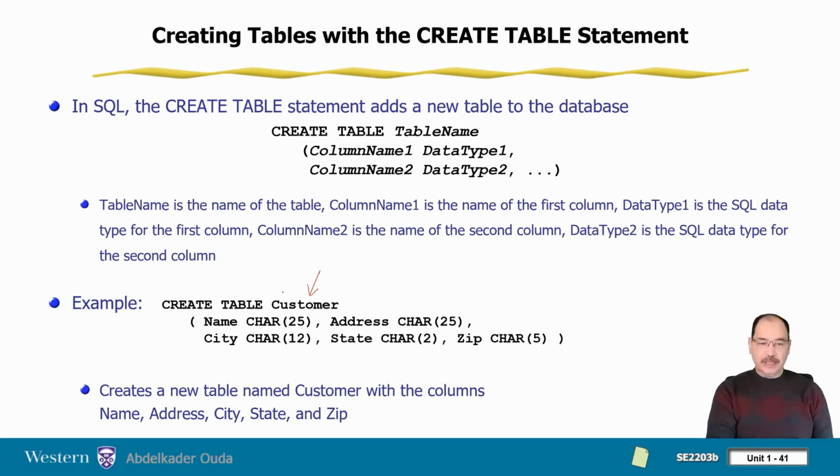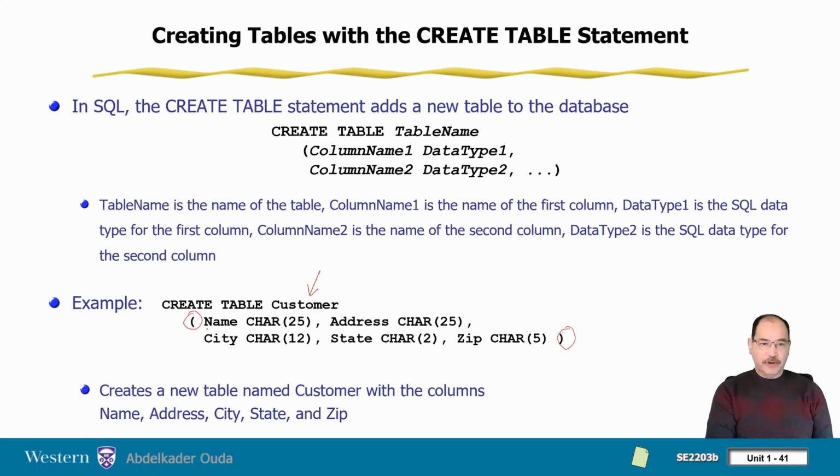We see that the class name should start with a capital letter and then all characters lowercase. If the name of the class consists of multiple words, we capitalize the first letter of each word, with no space in between and no underscore as well. So this is the table name: create table and the table name, and then between open and close brackets we need to write a list of the names of all columns.